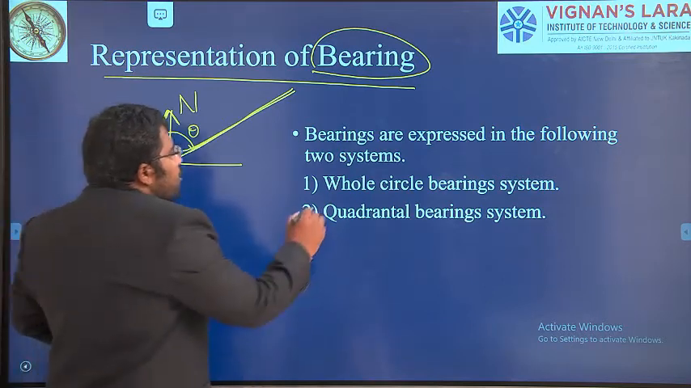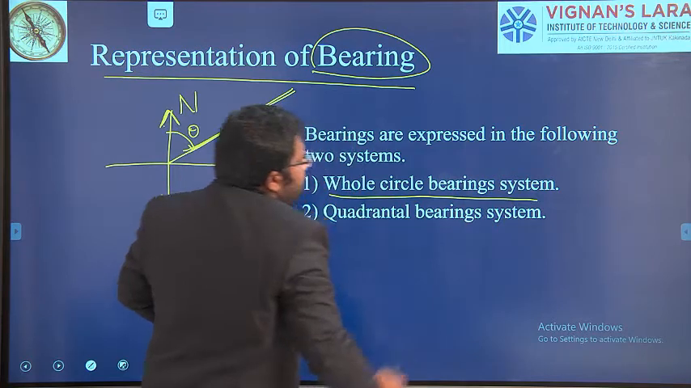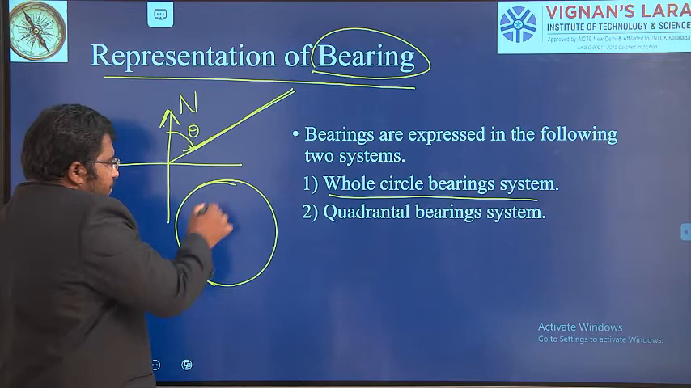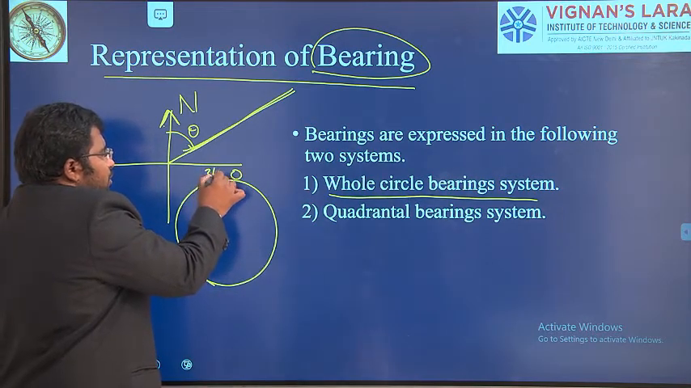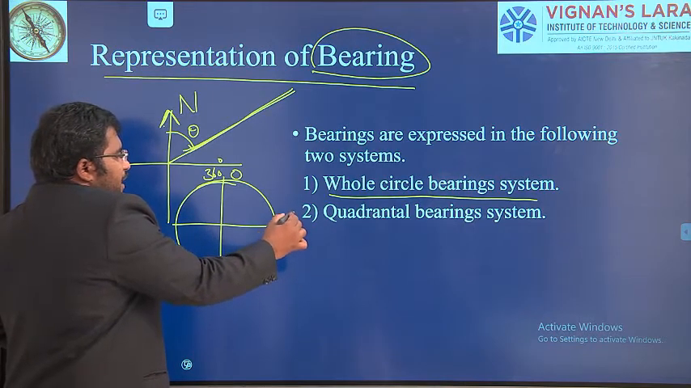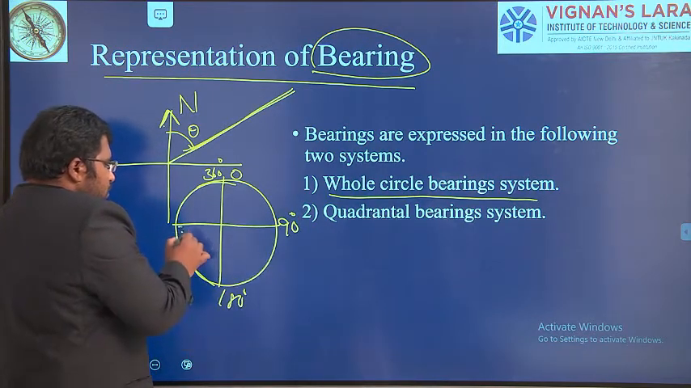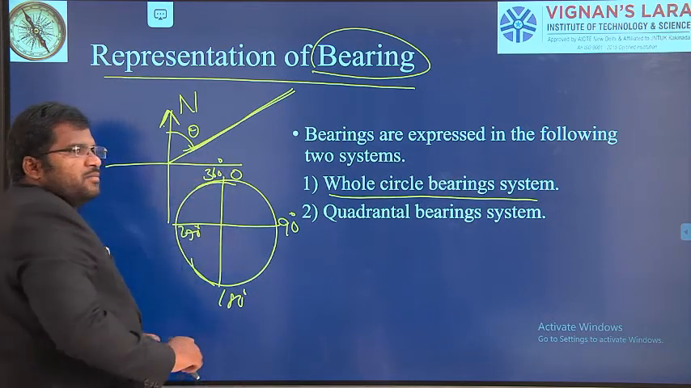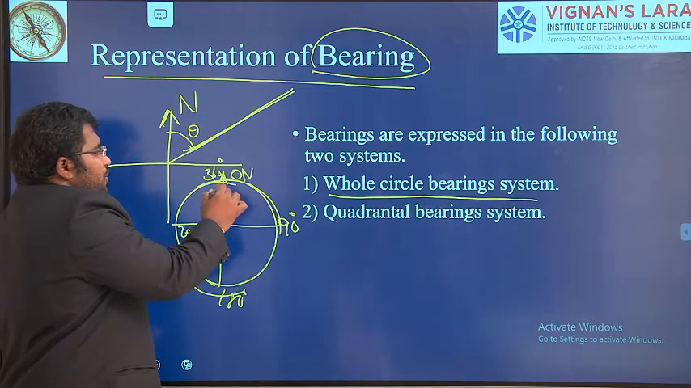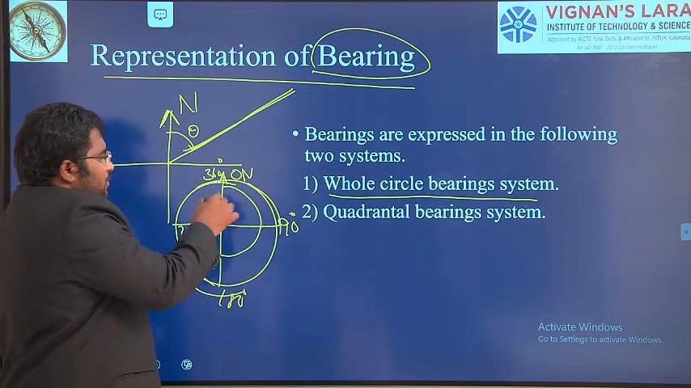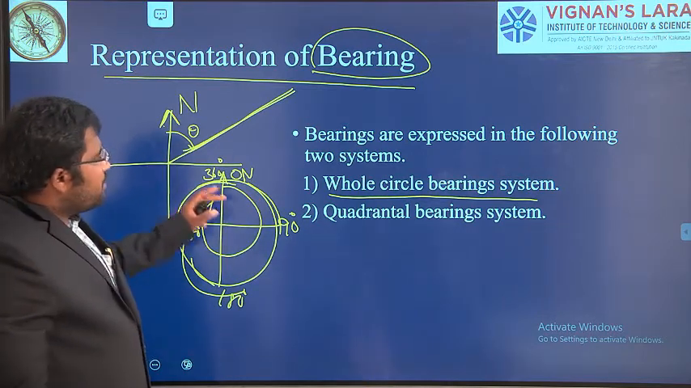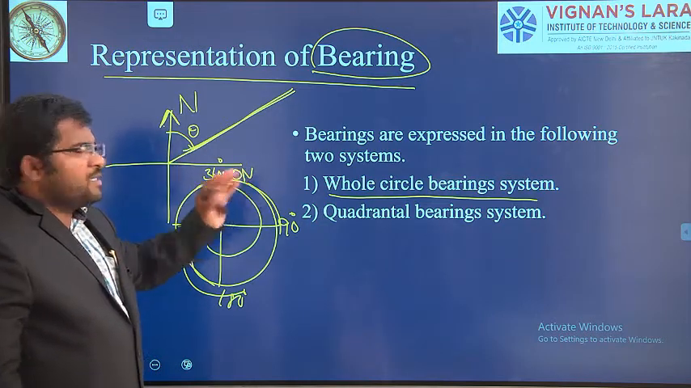The first is the whole circle bearing system. In a circle we have a total of 360 degrees, starting from 0 and ending at 360. You can divide it into 4 quadrants: 0 to 90, 180, 270, and 360. If this is the north direction, you can give the angle with respect to north from 0 up to 360. Since the whole circle is used, this system is called the whole circle bearing system.